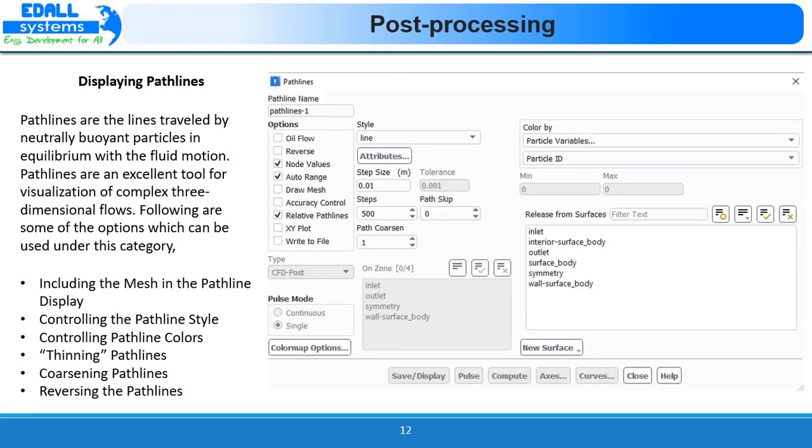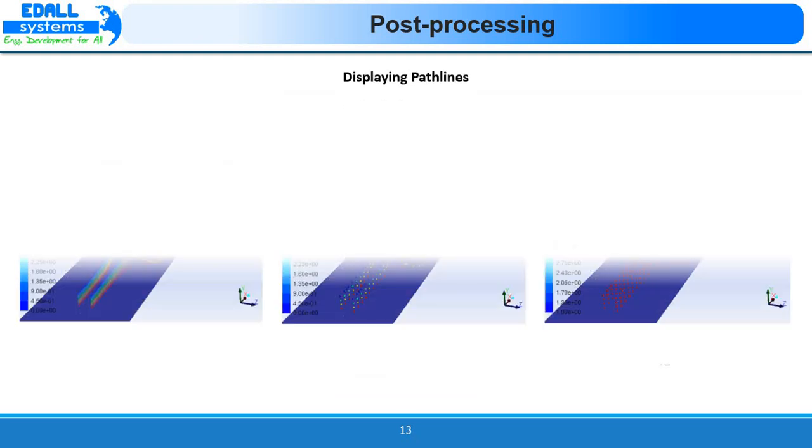So same like vectors, we can do this, but here the path lines we can do for other variables as well. The vectors we can do just for velocity, but for path lines we can choose any of the variable, that is pressure, density, temperature, anything, and we can generate this path line. So I'll show you how the path lines are displayed.